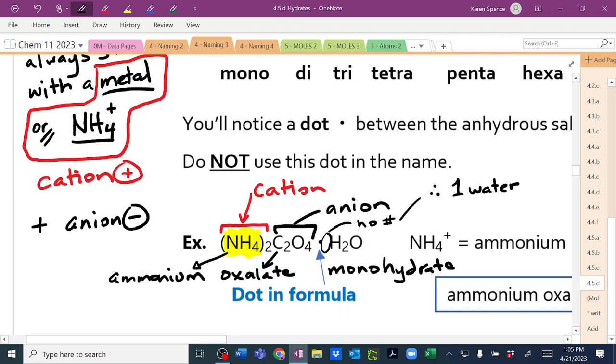Why don't we say mono water? I don't know. Because, you know, we needed to make you learn a new word because you needed more of those, right?